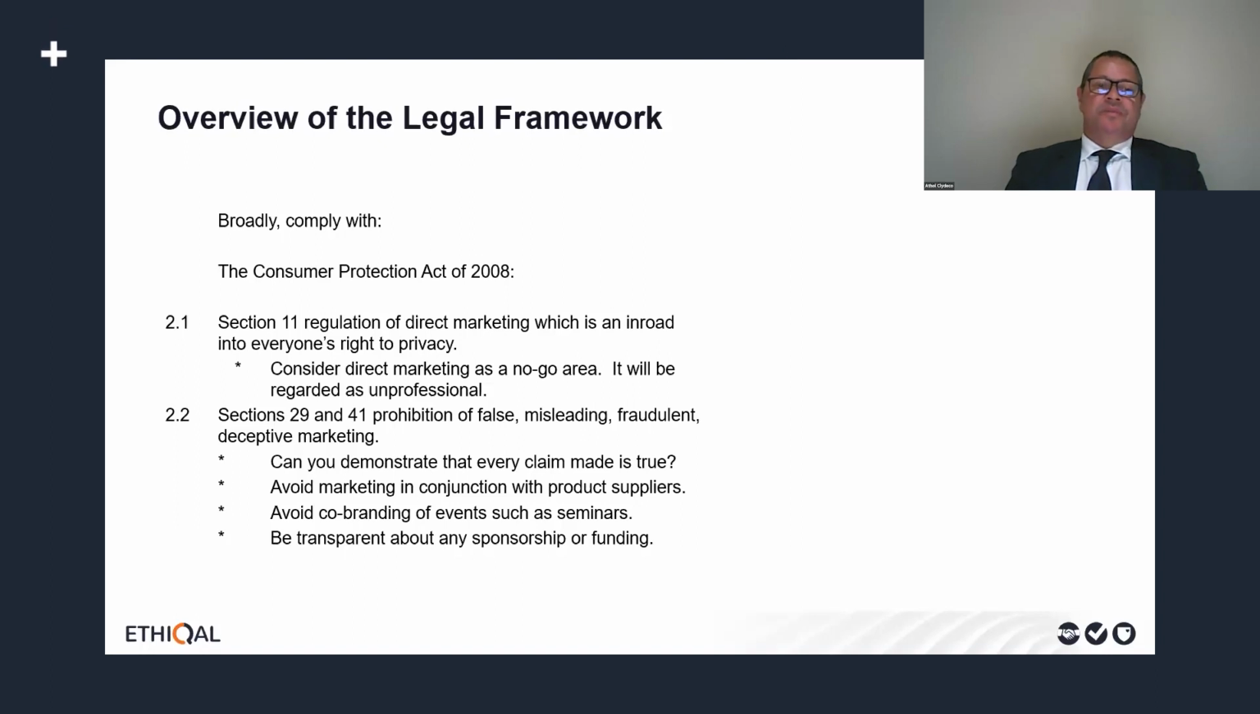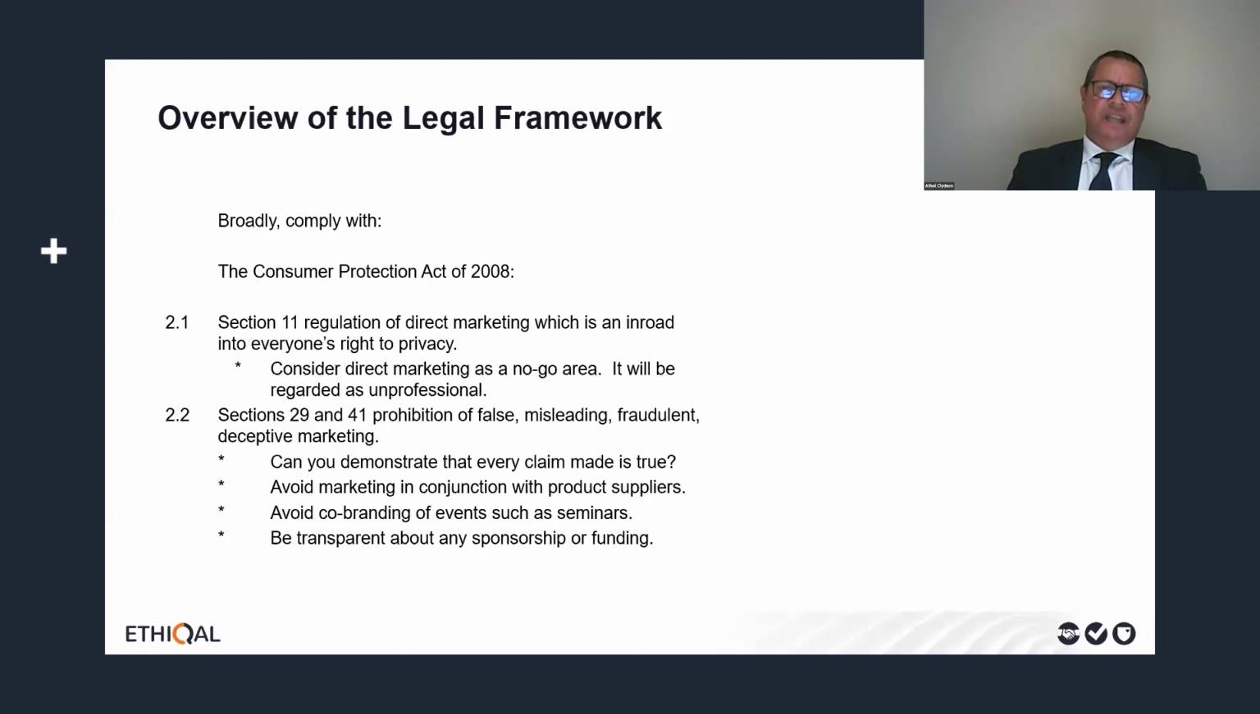The following provisions which we need to have regard to then are sections 29 and 41 of the CPA, which deal with the issues of fraudulent, misleading, false, or deceptive marketing. Now, as you probably know, those are all frowned upon by the Act, and they are prohibited. And there are consequences for retailers or suppliers who employ those marketing techniques, and they're provided for in the CPA.